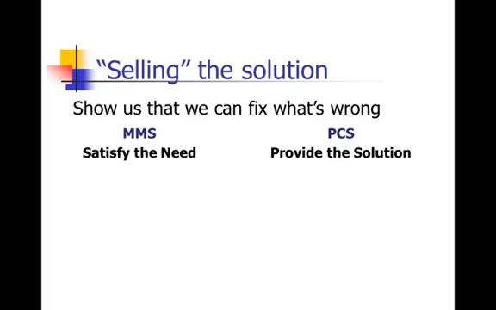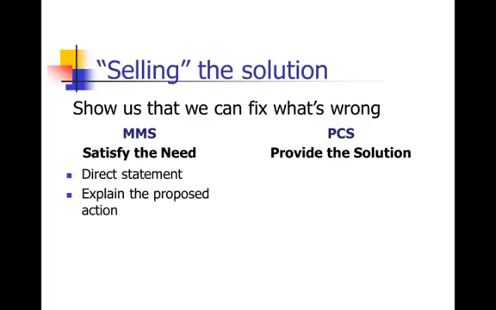Monroe identified 5 techniques to satisfy the need. The first is that you can use a direct statement of the action proposed. We need to, or you need to. Second, you would explain the proposed action and what it involves. Sometimes the action is complicated. In sales, this may involve giving us the particulars, where we can buy the product, how much it costs, etc.